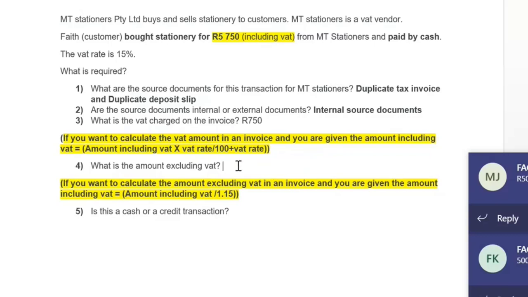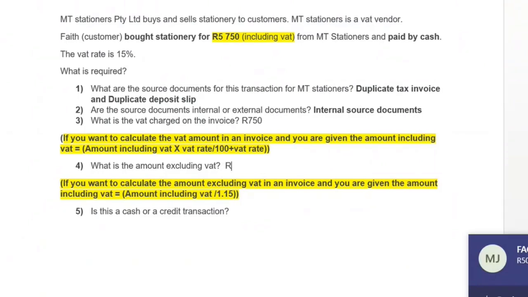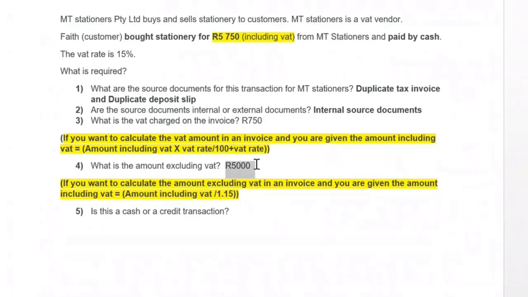Yes, guys, well done. So the amount excluding VAT is, you can either take 5,750 minus the 750, then you get 5,000. Well done, guys. So basically, you took the amount including VAT minus the VAT amount to get to 5,000.